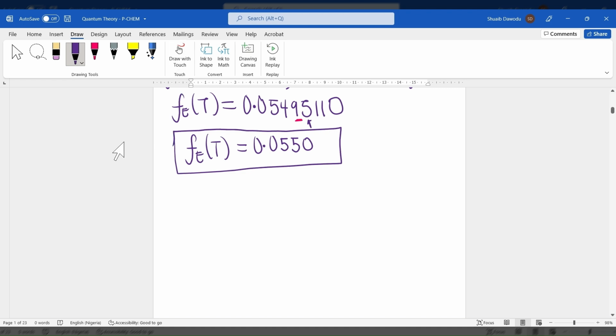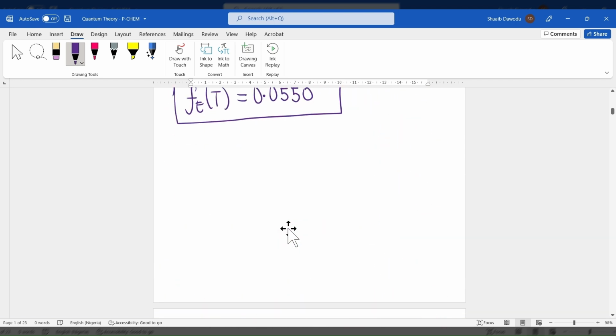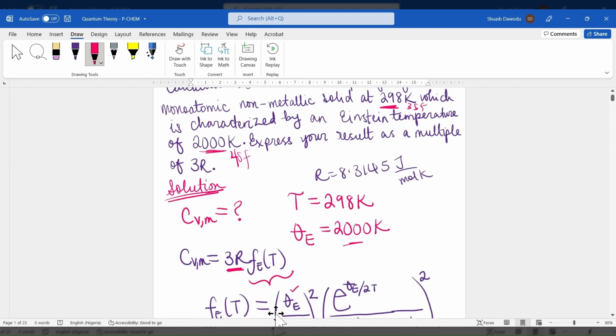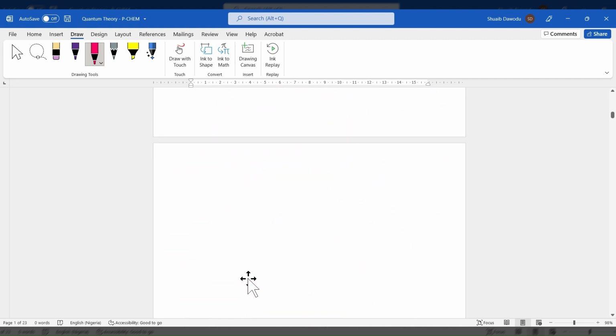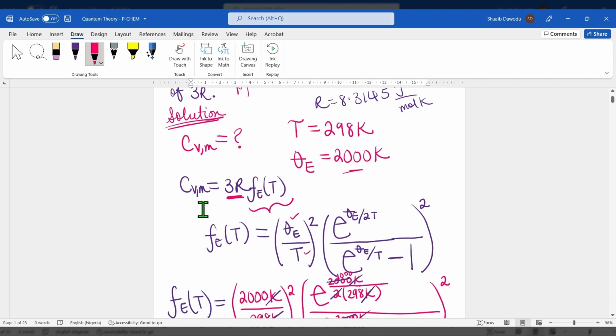Now we're going to be thinking, okay, we've done f sub e, so now we can put it back into the equation. Let's rewrite the equation. We know that it is the molar heat capacity that we're told to solve for, which is basically what the question asks in the first place, is 3R f sub e of t. We already know what f sub e of t is. So normally we'd just say 3 times 8.3145 times f sub e of t. But remember, the question says express your result as a multiple of 3R.